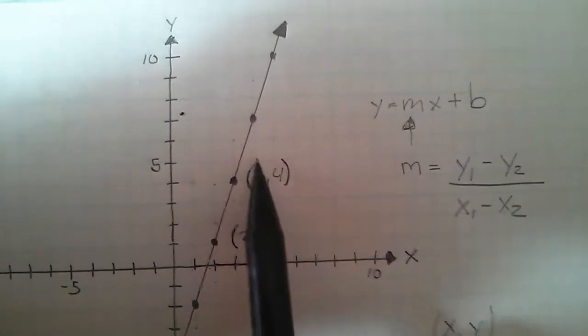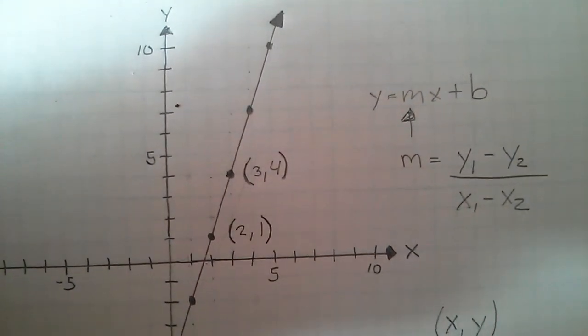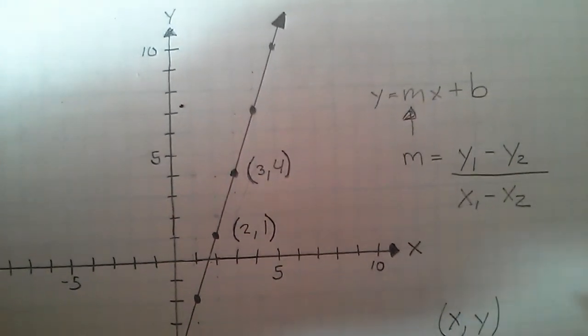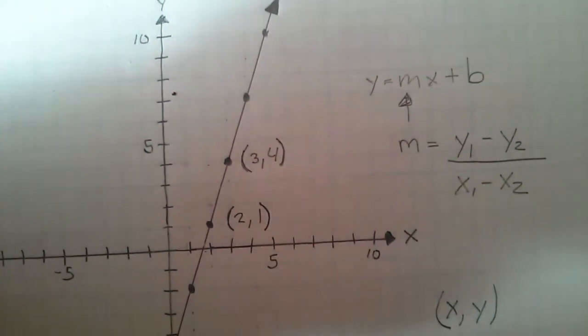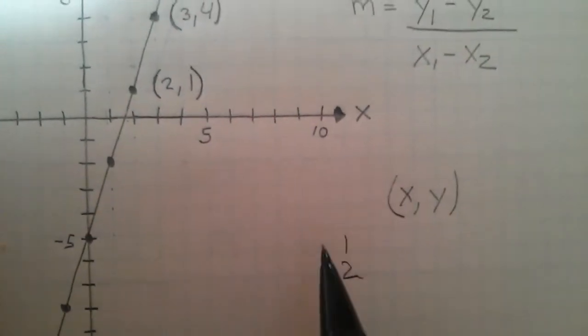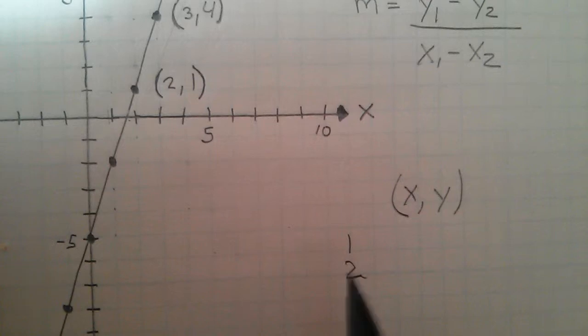So you got to find 2 data points. I've already found 2 data points and have already marked them. It's not always going to be that way. We've determined we need 2 data points, so we need 1 data point, and we need a second data point.